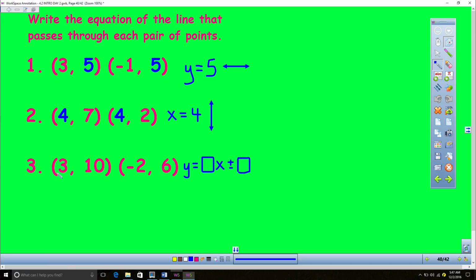But notice on this third pair of points, the x's are not alike, and the y's are not alike. So this is what we call just any old line. So I don't know what the equation is. I know it's y equals something times x plus or minus something, but I don't know how to fill in the boxes here without doing some further work.